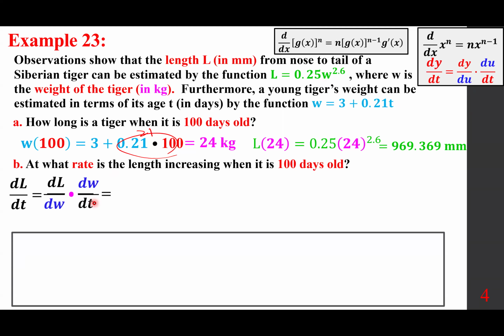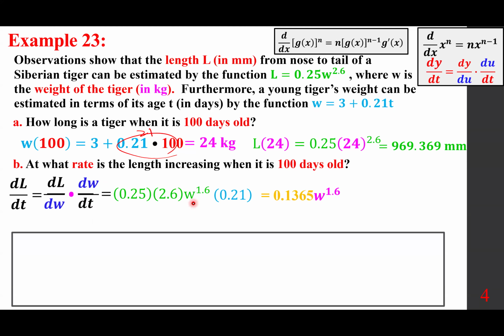And to differentiate this with respect to W, we say 0.25 times 2.6 W to the power of 1.6. To differentiate W with respect to T, you just get 0.21. The product of the three numbers gives us 0.1365 W to the power of 1.6.